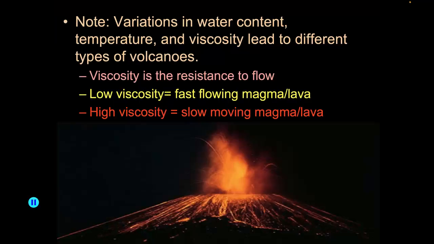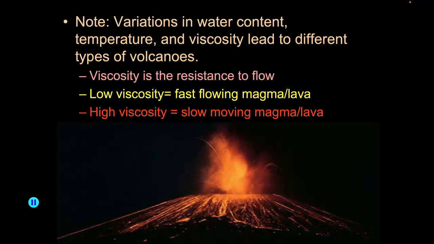All right, so one thing to know is that variations in the water content of the rock, the temperature, and viscosity lead to different types of volcanoes. So how the lava flows really indicates what type of volcano we're going to get. Viscosity is just the resistance to flow. So we can think of it as how fast something moves. If I took a glass of water and poured it on the cement, and then took that same water and mixed it up with sand and mud and then tried to pour it, they're going to pour differently, and that's viscosity.